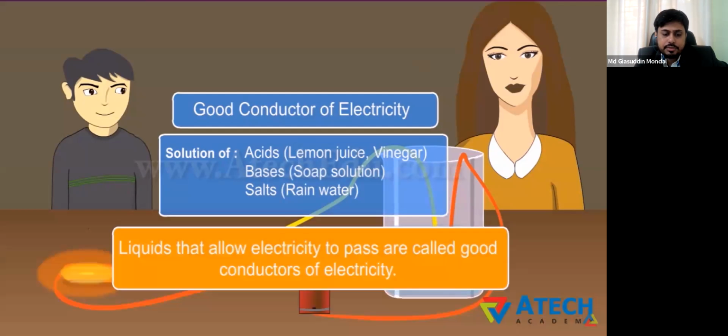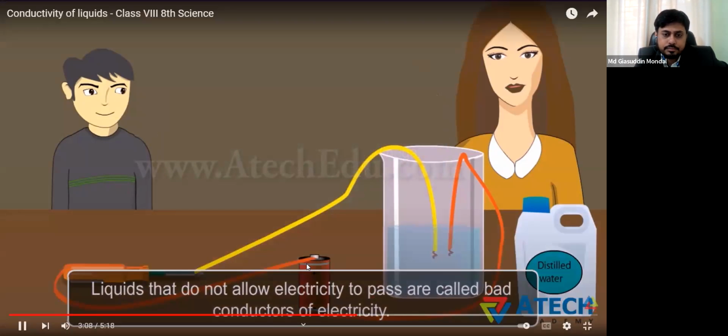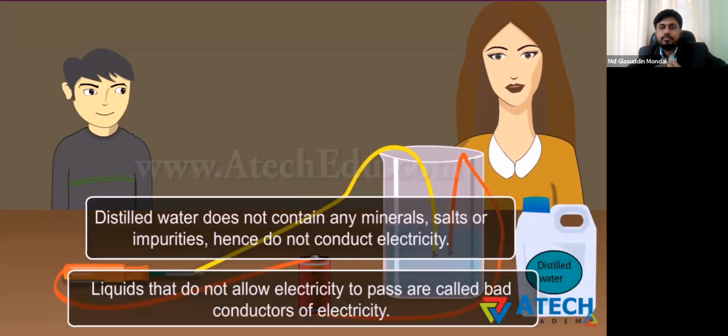How is that possible, Mom? Some liquids, like distilled water, do not allow current to pass. So, they are bad conductors of electricity. Distilled water does not contain any minerals, salts, or impurities. Hence, it does not conduct electricity. Liquids that do not allow electricity to pass are called bad conductors of electricity.